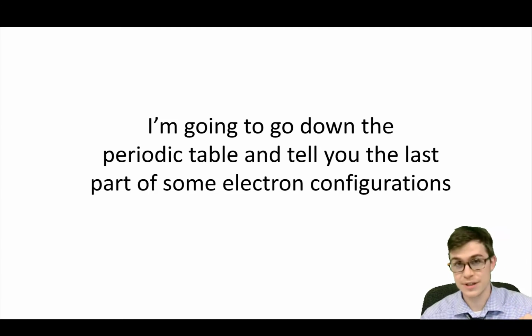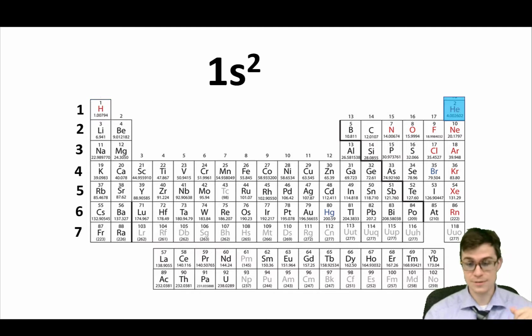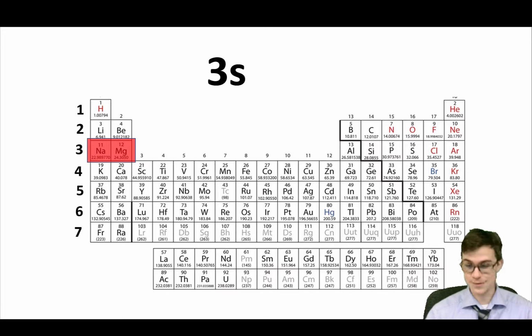Now I'm just going to go down the whole table and show you all the last configurations to make sure that you get it, because this is my last lecture. This is the 1s shape, 1s1, 1s2, because helium really belongs in that little chink. 2s, that's 2s1 and 2s2. Then we go to the 2p, 2p1, 2p2, 2p3, 2p4, 2p5, 2p6. Then we go to 3s after that, 1, 2. Then 3p, that's what comes next, and we got 1, 2, 3, 4, 5, 6.